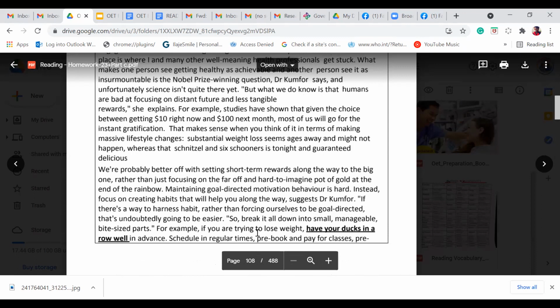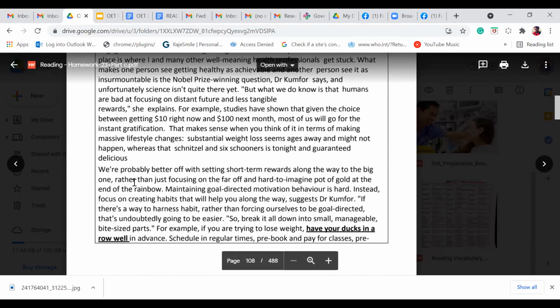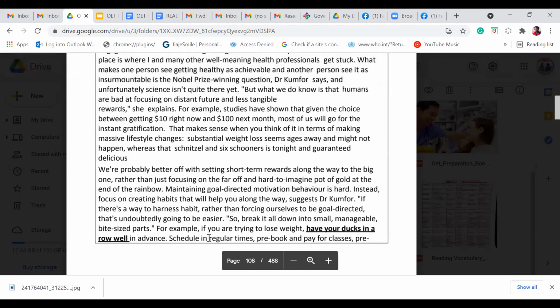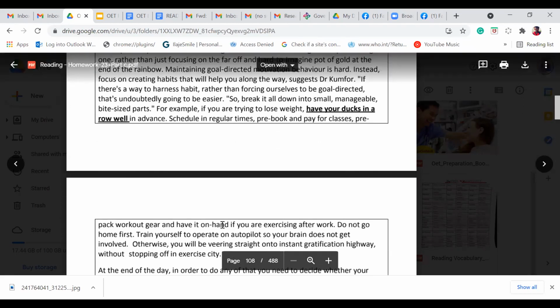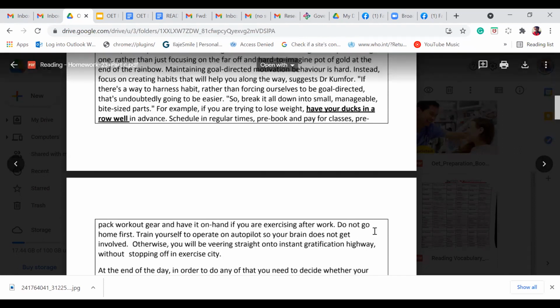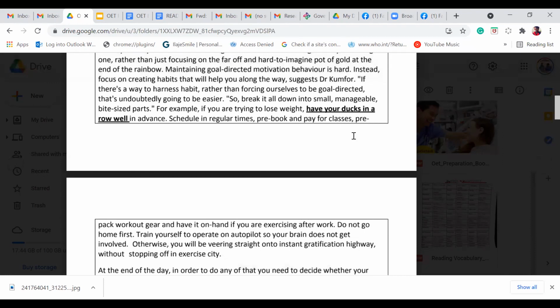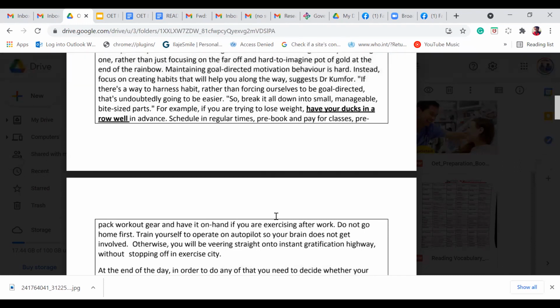So it's right here. It says, so break it all down into small manageable bites. I won't start reading everything again. For example, if you are trying to lose weight, have your ducks in a row well in advance. Schedule in regular times, pre-book and pay for classes. Pre-pack workout gear and have it on hand if you are exercising after work. Do not go home first. Train yourself to operate on that. What does have your ducks in a row mean here? He said, have your ducks in a row well in advance. It looks more like get yourself organized.